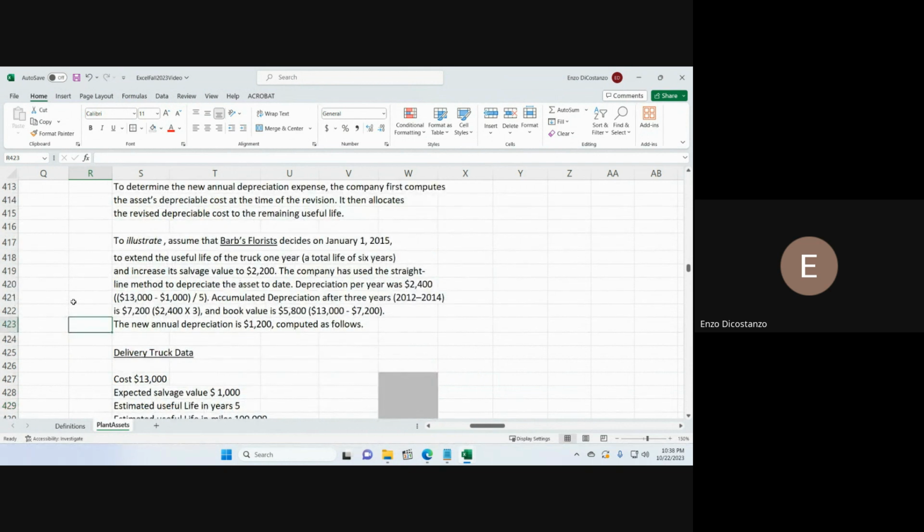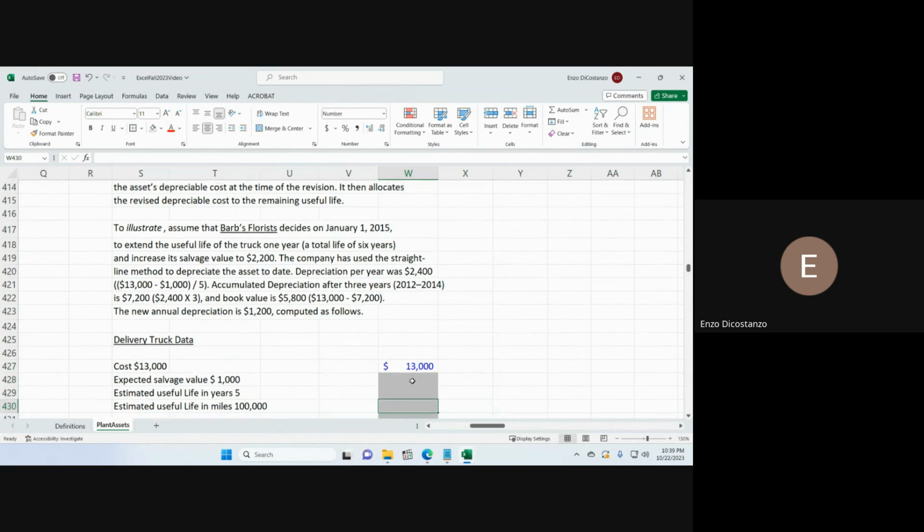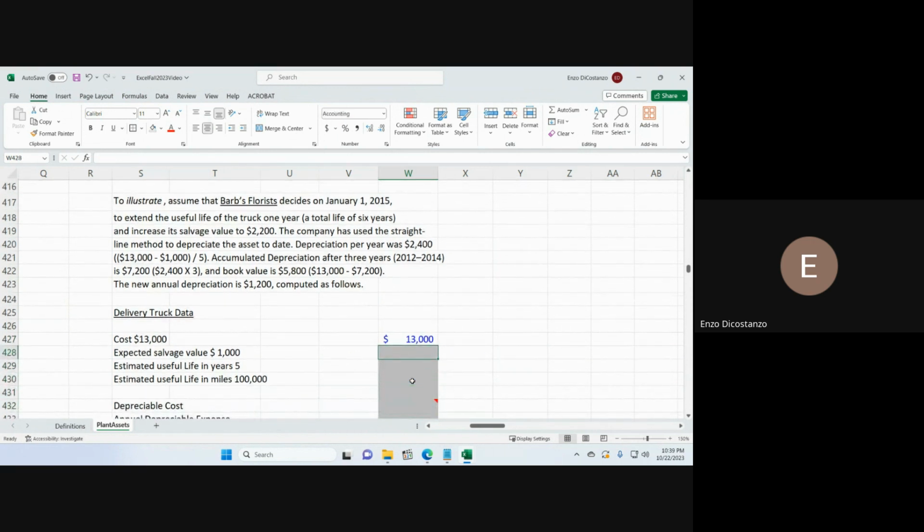So this is the truck problem. And again, I almost have to apologize in a sense. Obviously, what truck are you gonna buy for 13,000? As I was driving today, I saw some PSE&G vans that I'm sure are easily more than 50,000. So this is quite a long time ago. But these are the same numbers from up top: the 1,000 salvage and the 13,000 cost. This is the 5 years and the 100,000 mileage.